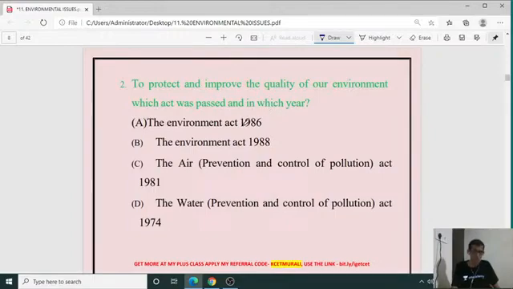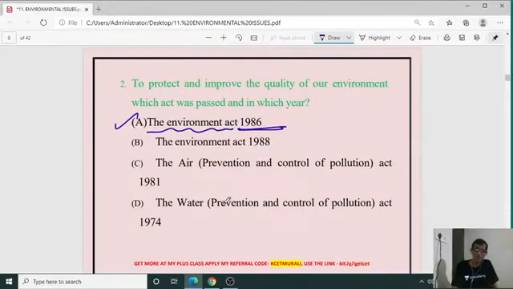For the first question, D is the right answer. And for the second question, in which year was the Environment Protection Act passed to protect and improve the quality of our environment? That is the Environment Protection Act in 1986, which is passed by the Government of India to protect and improve the quality of our environment. So the right answer is the second one. For that one, the right answer is A.